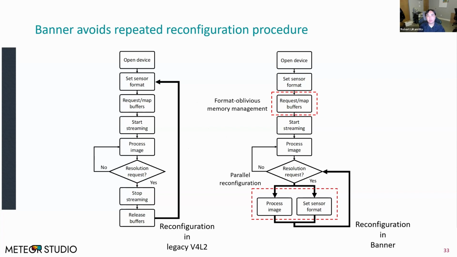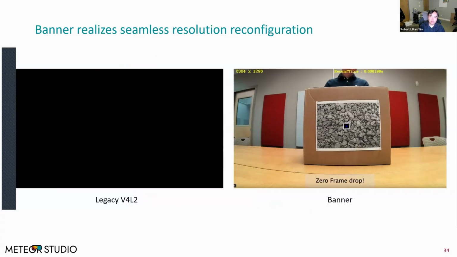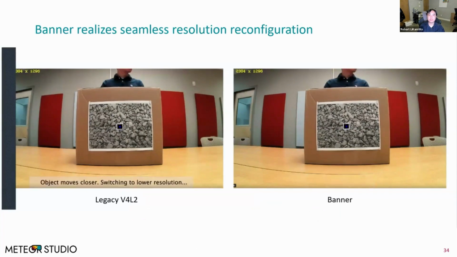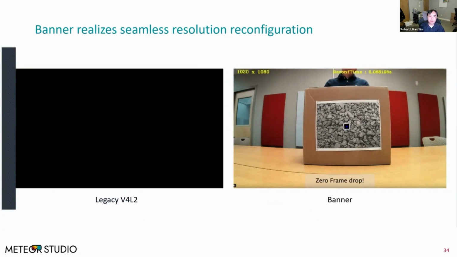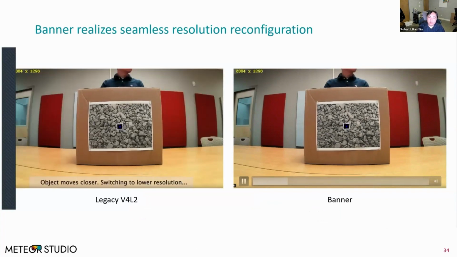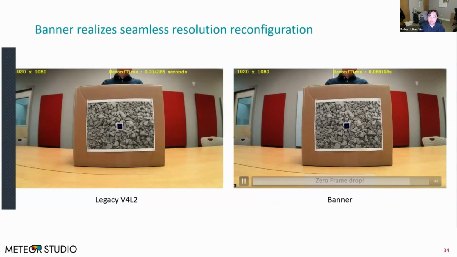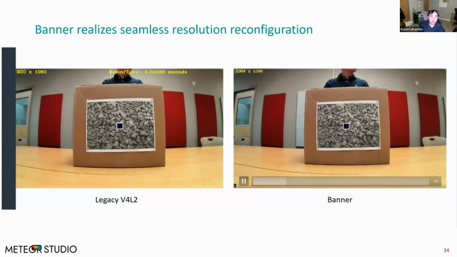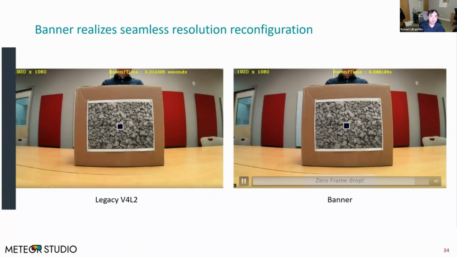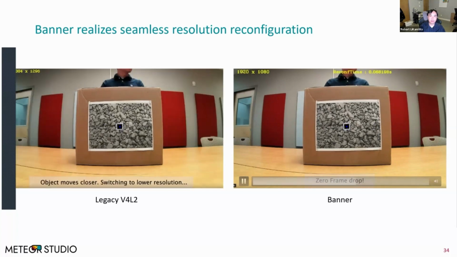So again, Banner avoids that repeated reconfiguration process. It tightens that loop, that solid black line that you see there, when you get a resolution request. And so you can basically change the resolution without dropping any frames. Zero frame drop that you see there on the right side, even going at 30 frames per second. You can see the reconfiguration time says 0.068 seconds there. So within that amount of time, you can actually get a lot of stuff done. We're actually able to now configure quite quickly.